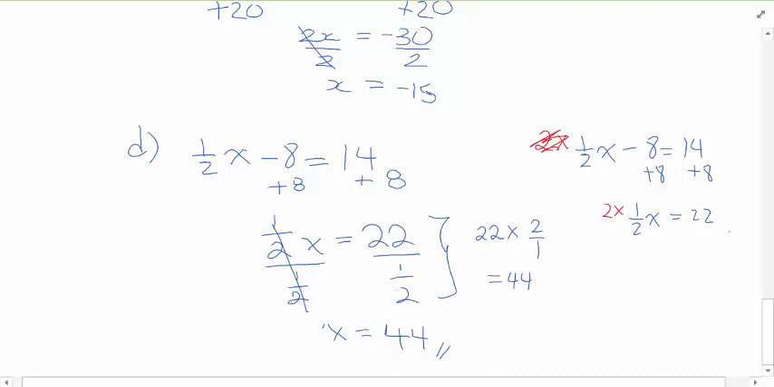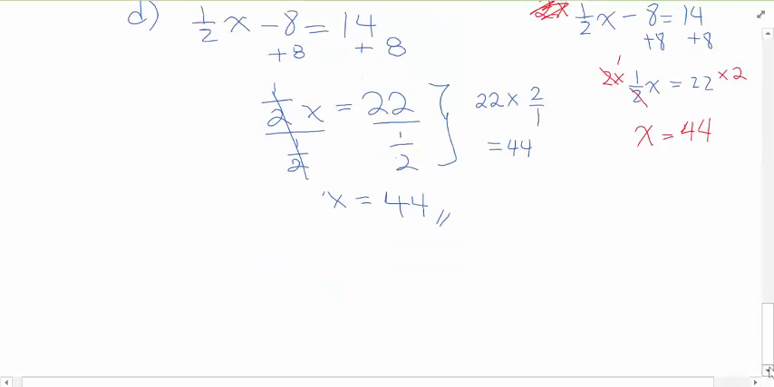Now, remember what I said. If you double one side, what do you have to do to the other side? Double it as well. So you actually have to multiply this side by 2. You got it? Now watch. 2 divided by 2 is what? 1. So that's gone. So it's just x equals 44. Does that make sense? So to get rid of a fraction, you just need to do what? Multiply it by whatever the number is. Good?